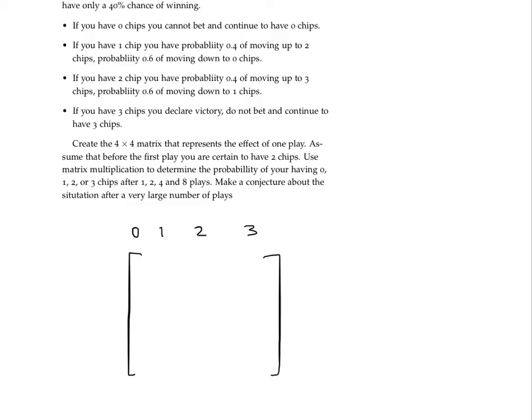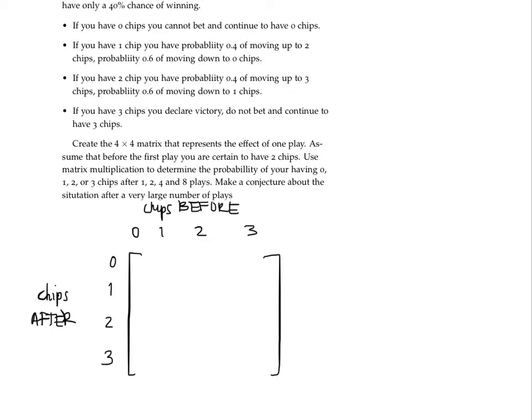And then the rows correspond to your state after the round of play. 0 chips, 1 chip, 2 chips, 3 chips. Now let's fill this in. If I start with 0 chips, I'm looking at this column. The instructions tell me that if I have 0 chips, I can't bet, and I'm going to continue to have 0 chips.